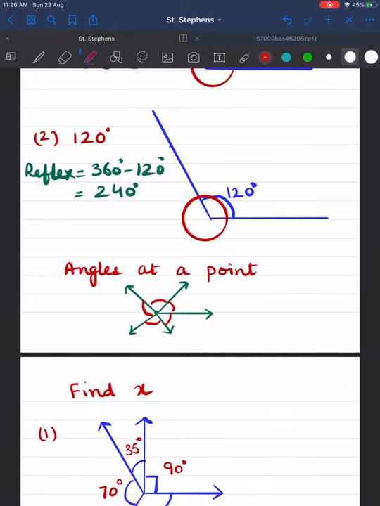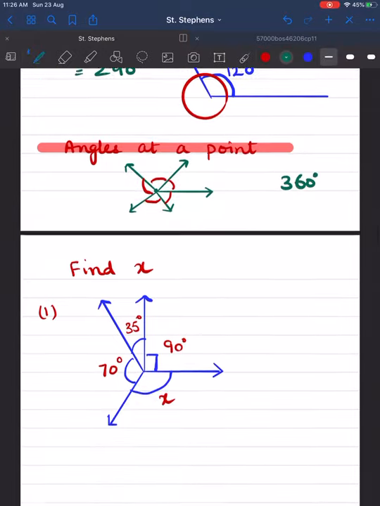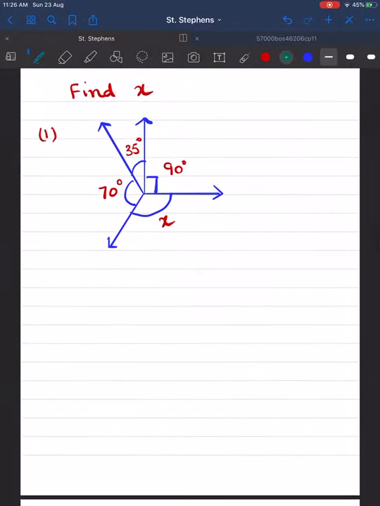Now children, let's understand angles at a point. Now we observe the figure and find that angles at a point make a complete angle. So the sum of the angles at a point is 360 degree. Now in the next figure we have to find the missing angle and we observe in the figure that all the four angles together make a complete angle. So 90 degree plus 35 degree plus 70 degree plus x is equal to 360 degree.